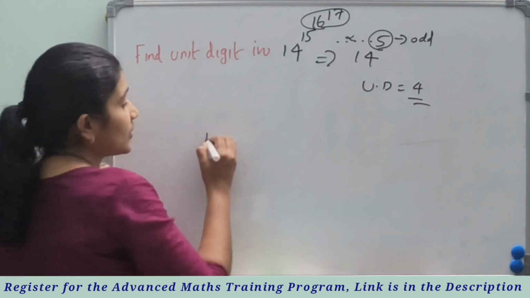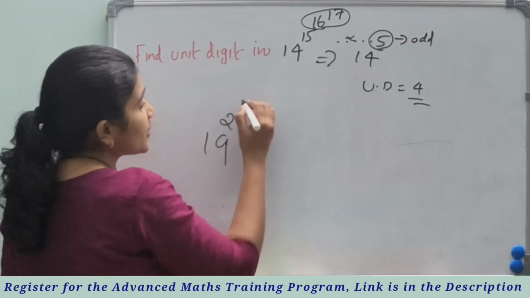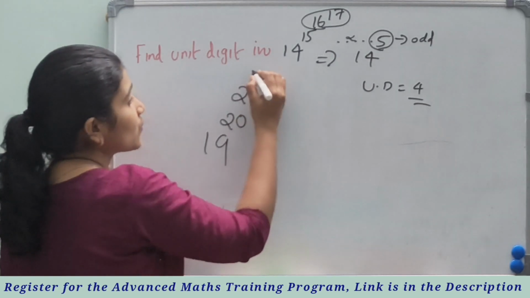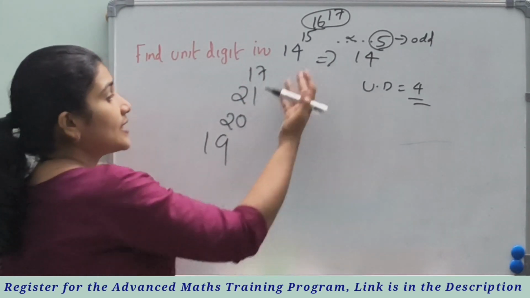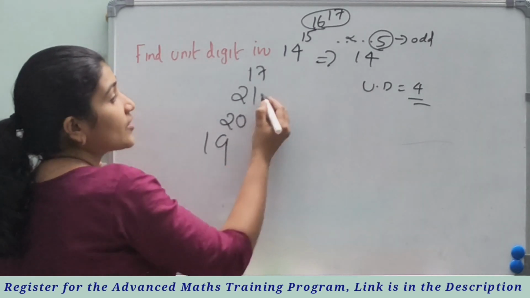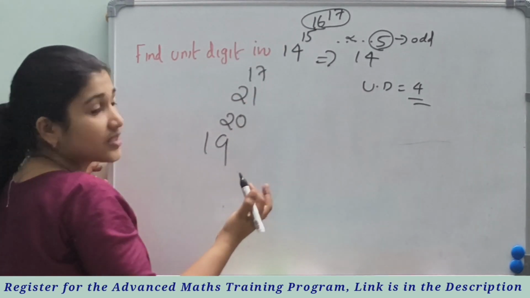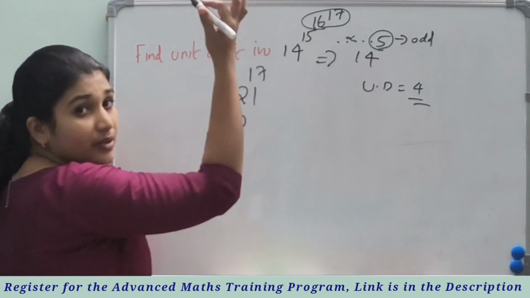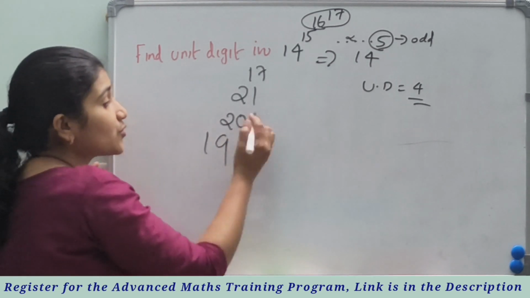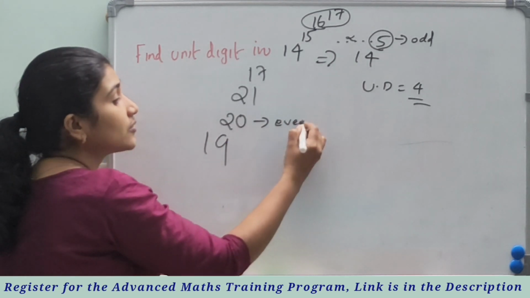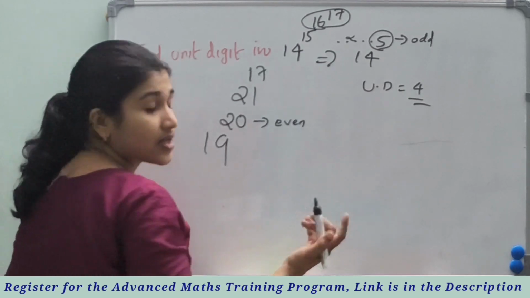In the same way, if you look at 19 raised to 20 raised to 21 raised to 17, here it doesn't matter. 1 raised to any number, unit digit is 1. 0 raised to any number, unit digit is 0. And here we have 9 raised to an even number, so the unit digit is 1.